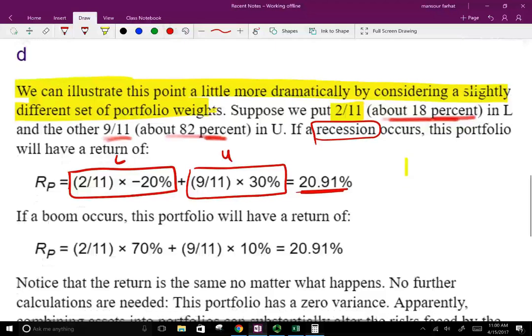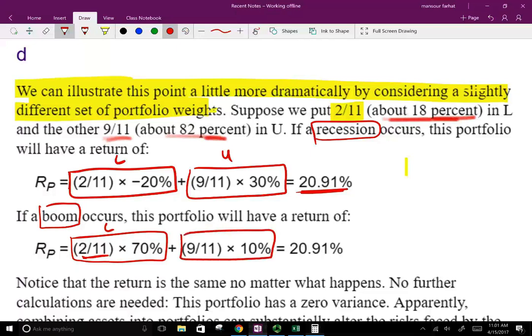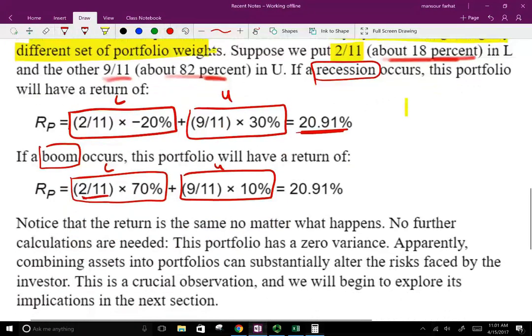Well, what happens in case of a boom? In case of a boom, 2/11 of the money is invested in stock L, and stock L does very well in a boom. So this is stock L. So 2/11, 18% times 0.7, plus 82% invested in stock U, which is not going to do very well, only 10%, but that's still good. So notice, under a boom and a bust, if the weight is 2/11 to 9/11, we generate 20.9%.